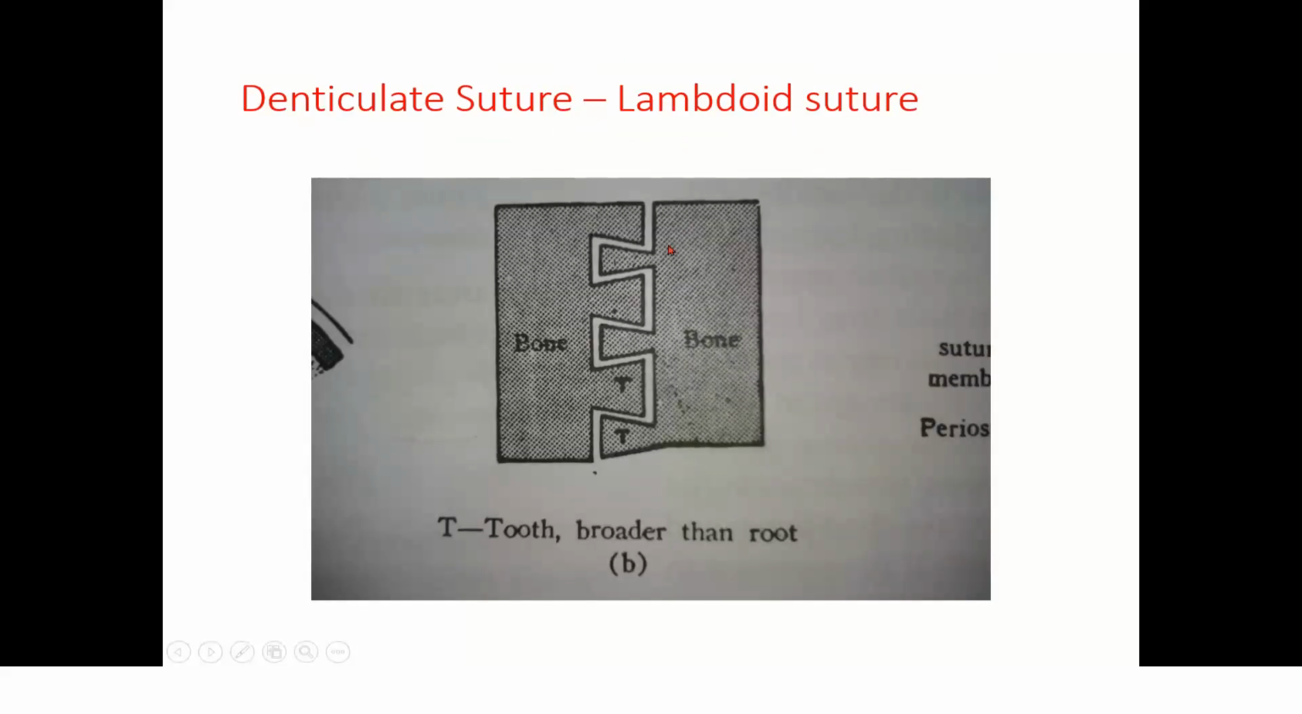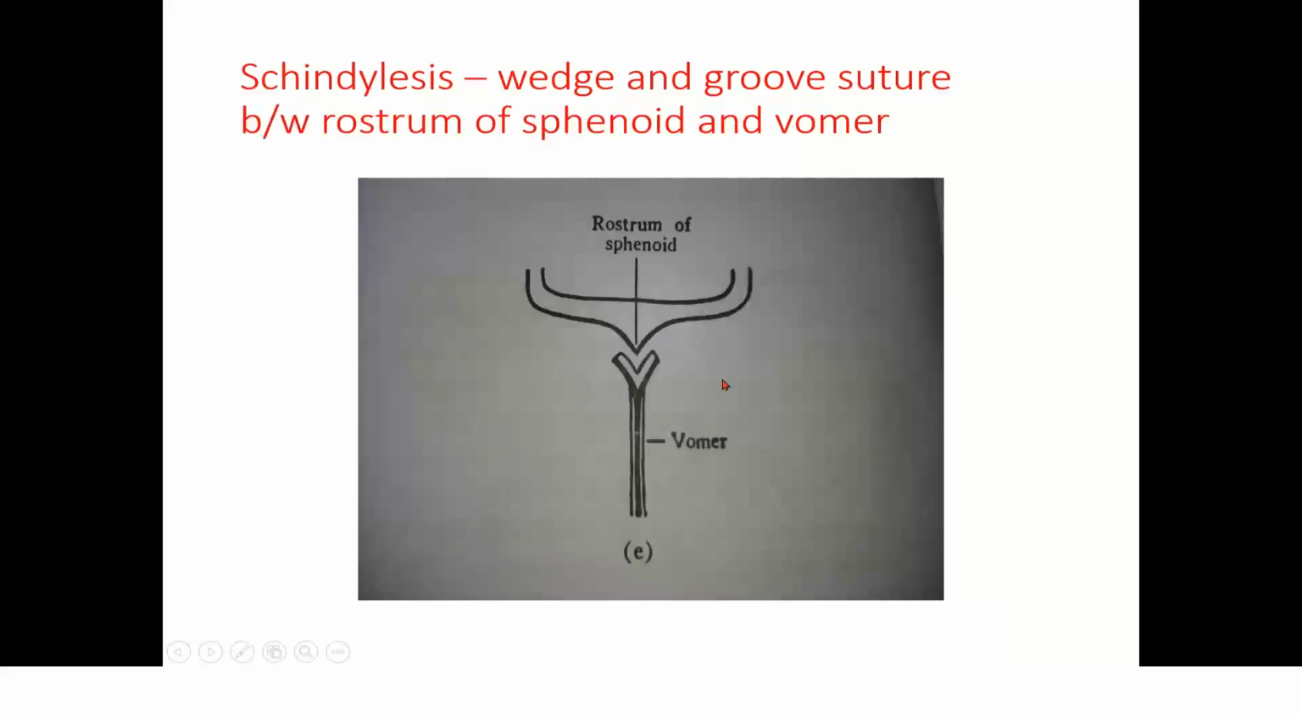Then the denticulate suture. You can see here, these are like tooth-like structures. That's why it's called denticulate suture. An example is the lambdoid suture. Then the wedge and groove suture, otherwise called schindylesis. An example is between the rostrum of the sphenoid and the vomer bone. This is the vomer bone, this is the rostrum of the sphenoid. You can see the ridge of the rostrum of the sphenoid is being received by the vomer bone. Schindylesis, or wedge and groove suture.